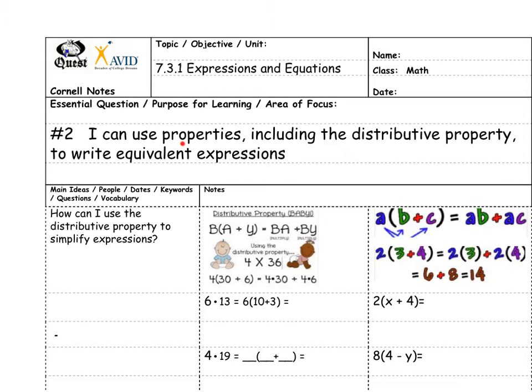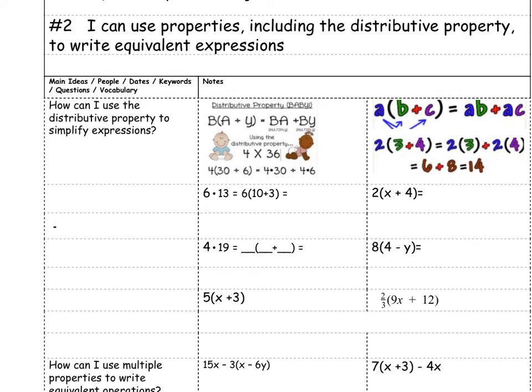This time we're going to be using properties, including the distributive property, to write equivalent expressions. So how can I use the distributive property to simplify expressions? You're probably wondering. Well, let me tell you. So this is a really fun example, the distributive property.